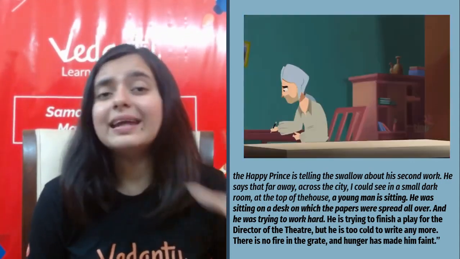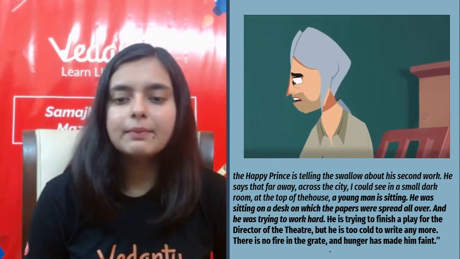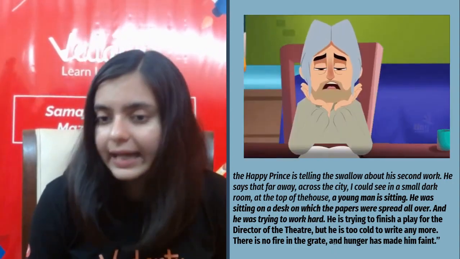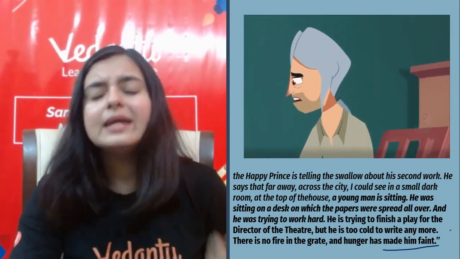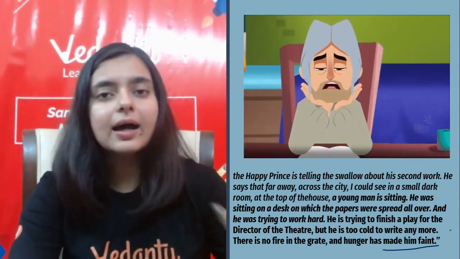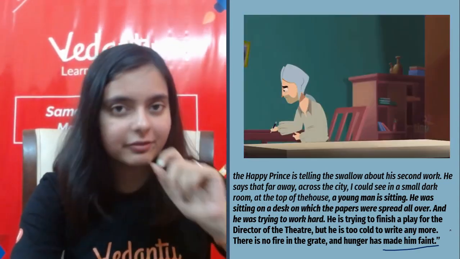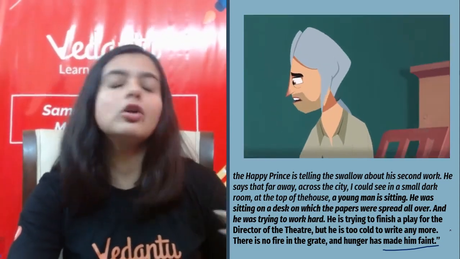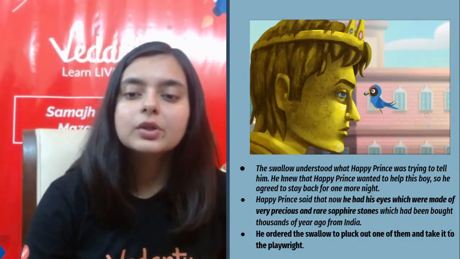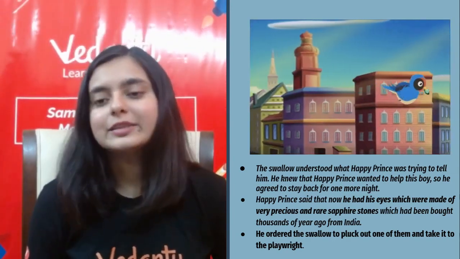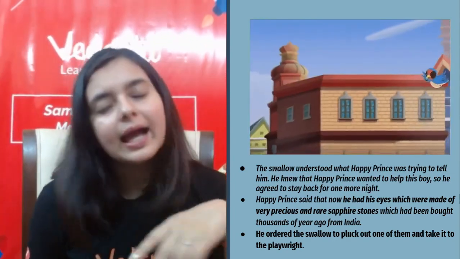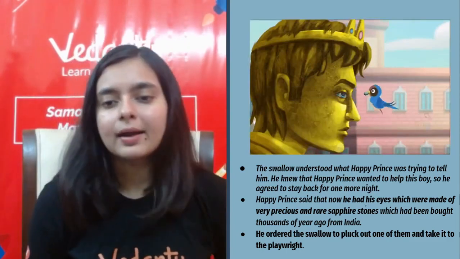But he was feeling very cold. He was too cold to write anymore. There's no fire in the grate, and hunger almost made him faint. So he had no money, he was hungry, and that is how he could earn his living, by writing. But he was very cold, he could not even write. So then the swallow understood. The happy prince wanted to send him on another errand, and he agreed to stay back.